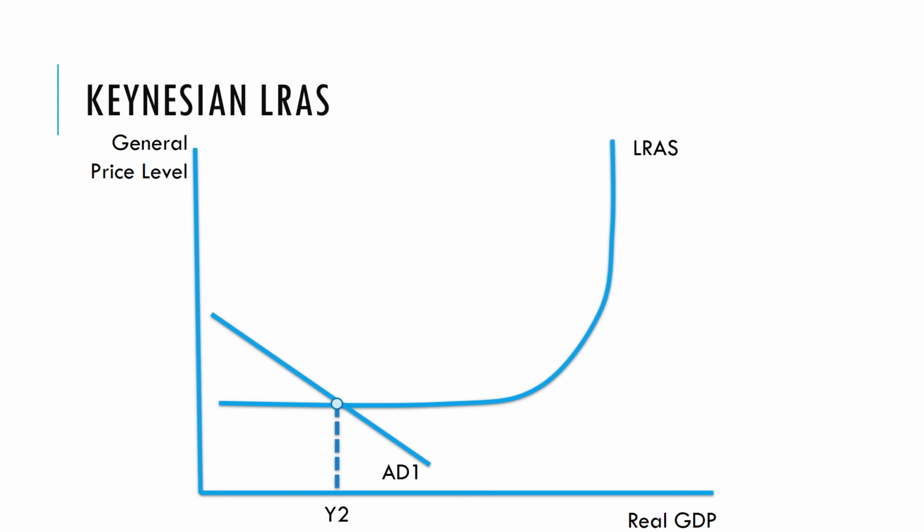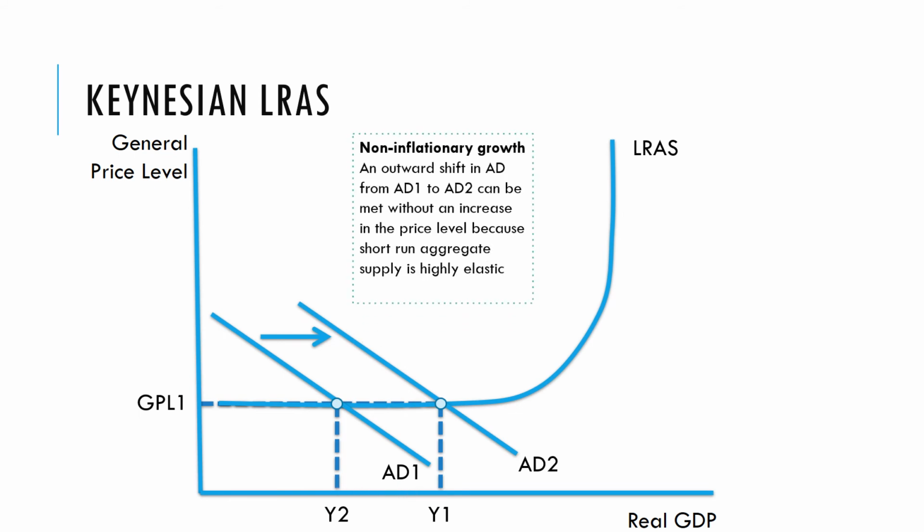If there is an increase in aggregate demand, then actually that is not going to lead to an increase in the price level whilst we're still on the elastic part of the aggregate supply curve. All it will lead to is an increase in real GDP. So what we have here is an increase in demand can cause non-inflationary growth, an increase in economic growth without an increase in the price level.